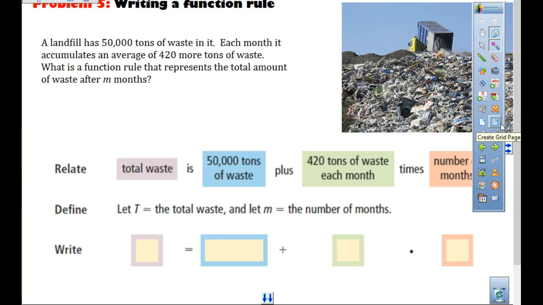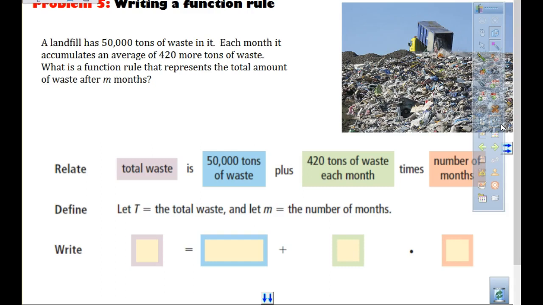It says a landfill has 50,000 tons of waste in it. Each month it accumulates an average of 420 more tons of waste. Joel, question? How could they figure that out if it hasn't even been there for a month? So, we are looking at this landfill knows it has 50,000 tons, and each month they know, picking up all the garbage around town, they are getting about 420 more tons of waste. They just know. They pick up the garbage in Fargo, they know that they're dumping, if you've ever been out there to our landfill and seen.